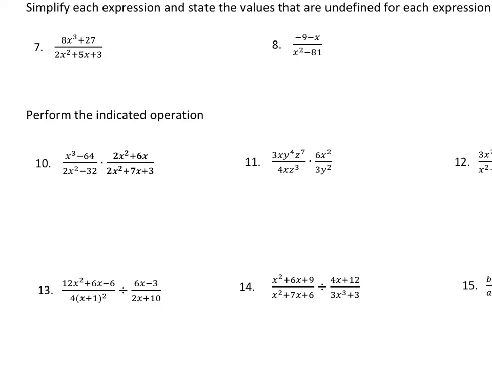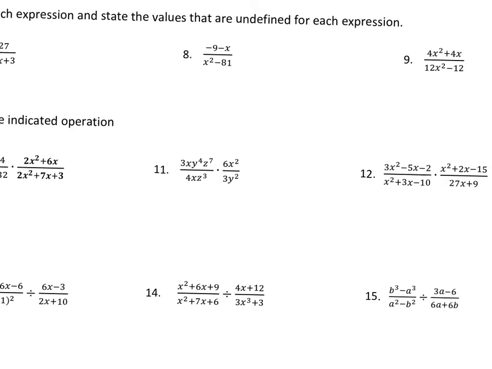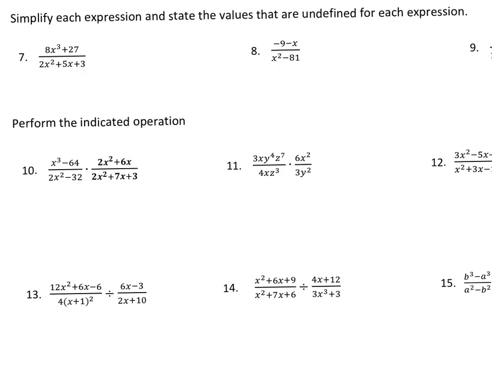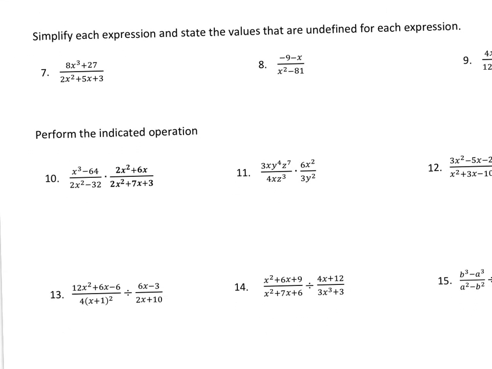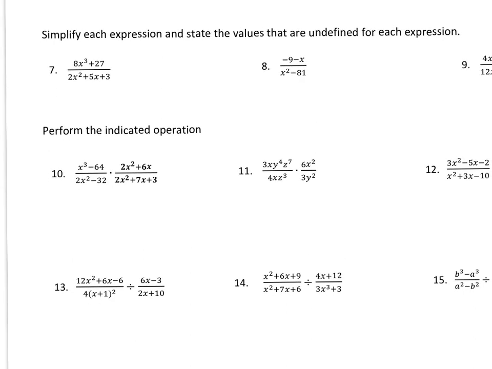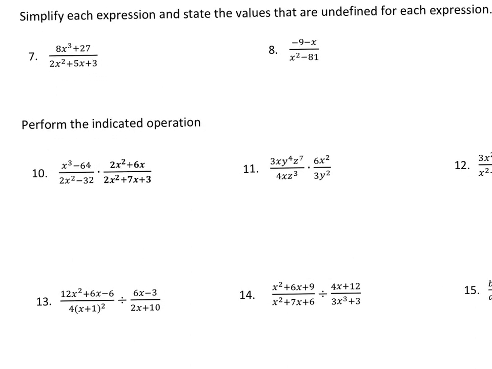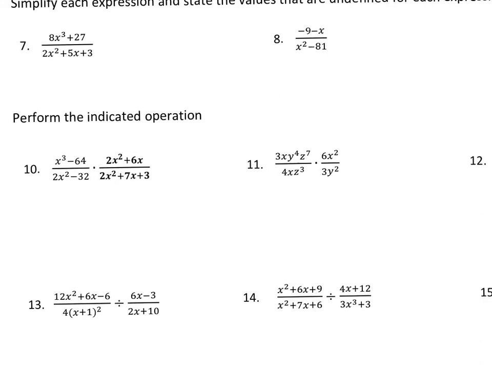Okay, so we're on to the back side of the Chapter 7 Rationals Review. The first 3 problems ask us to simplify each expression and state the values that are undefined for each expression. So we're going to start out with number 7.